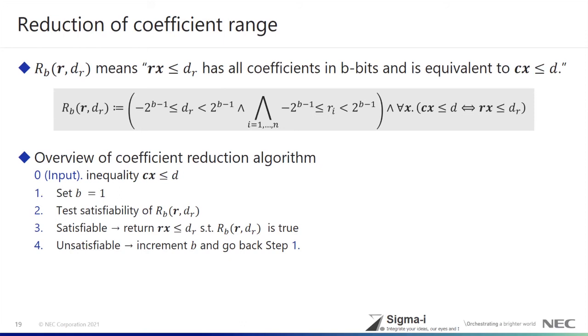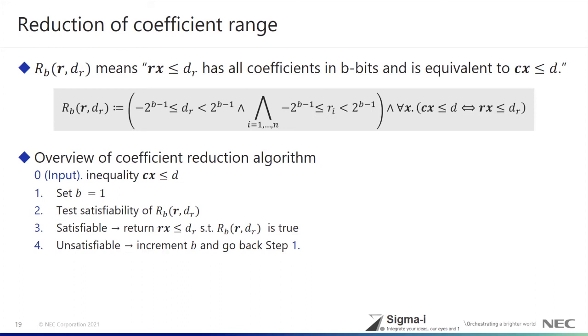Next, let's explain a method for normalizing inequality constraints while preserving the meaning of the constraints. For brevity, we simplify our algorithm in this talk. Our goal is to find, for each inequality, a normalized inequality that has the same meaning and a small value for the coefficients. So we define the predicate as shown in this slide.